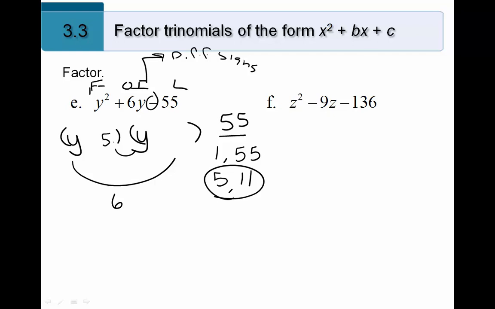So 5 and 11. 5 times y is 5y. 11 times y is 11y. In order for it to add up to 6y, what would have to be positive, the 11 or the 5? The larger, the 11, would have to be positive. The 5 would have to be negative. So we get y minus 5 multiplied by y plus 11.